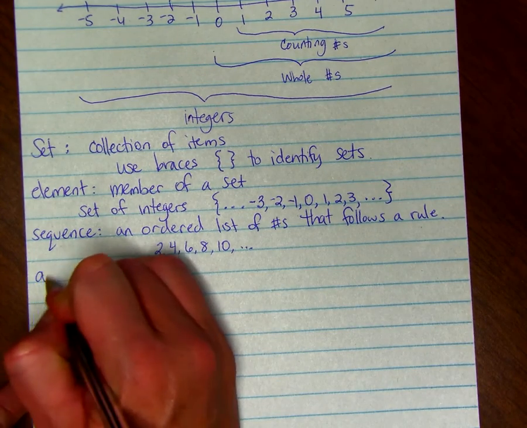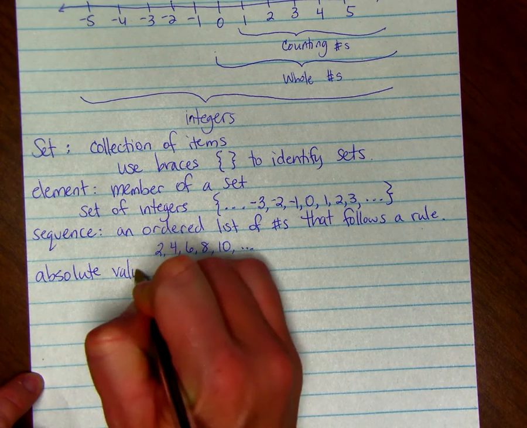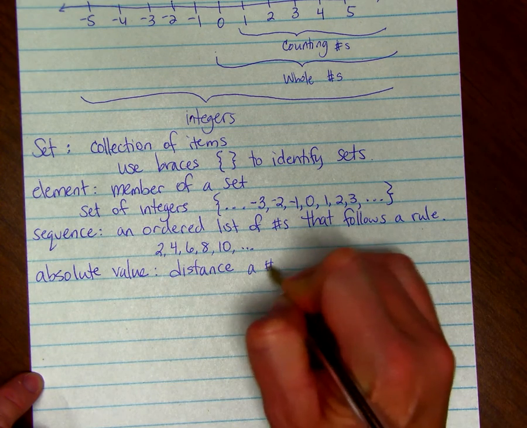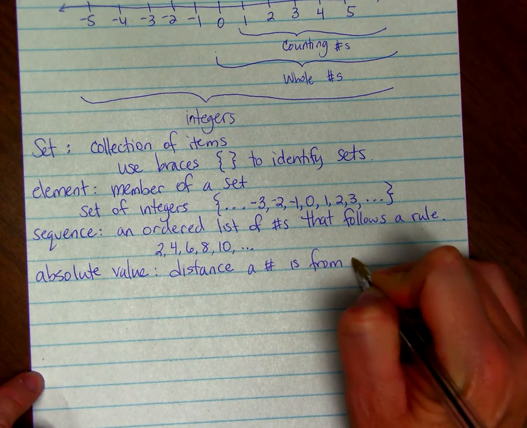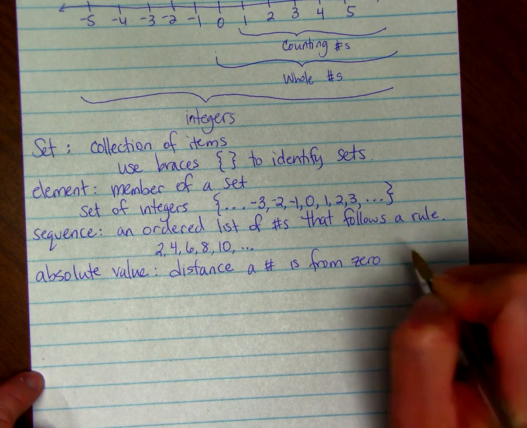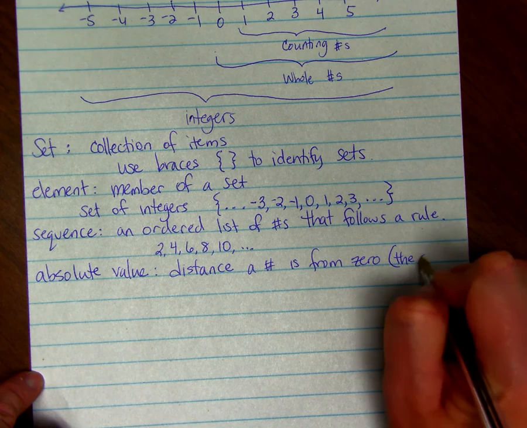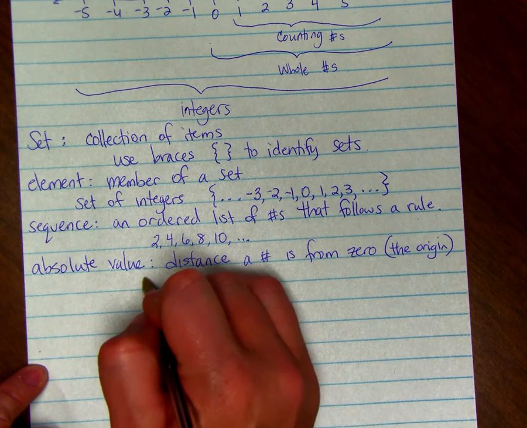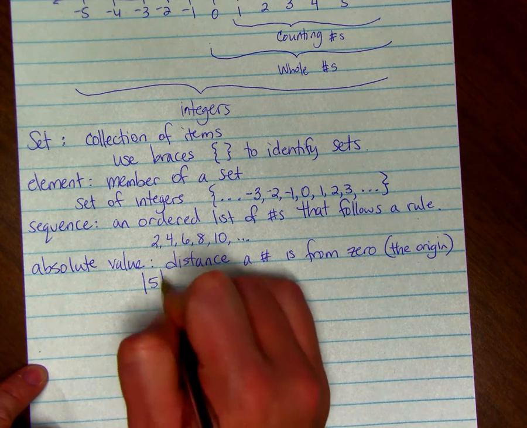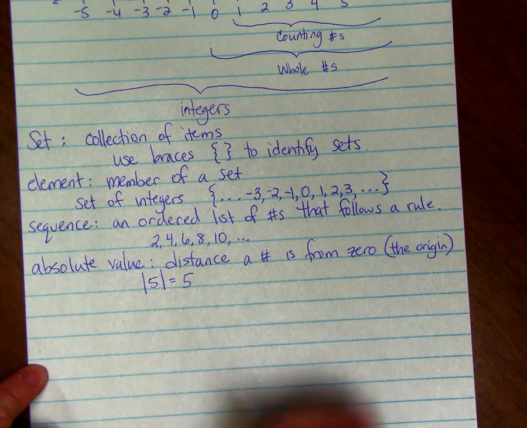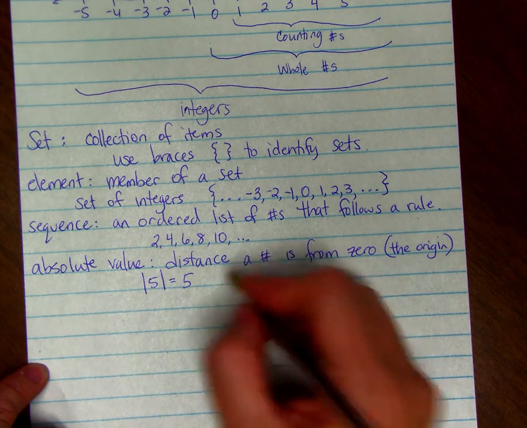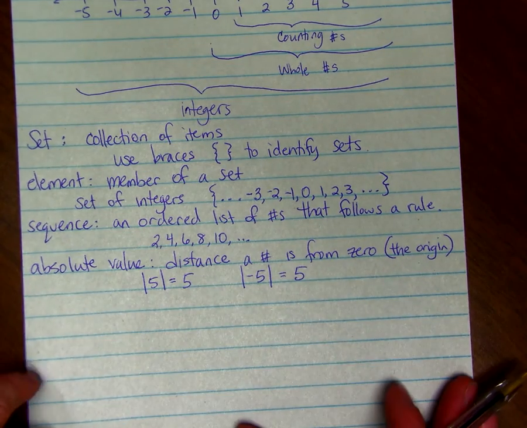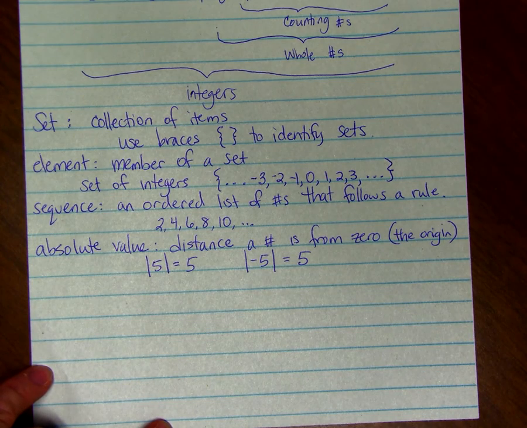The absolute value is just the distance a number is from 0. And we sometimes call 0 the origin. So on a number line, the number 5, we show absolute value by putting 2 lines on either side, is 5 units away from 0. So the absolute value of 5 equals 5. And the absolute value of negative 5 also equals 5, because negative 5 is 5 units to the left of 0.